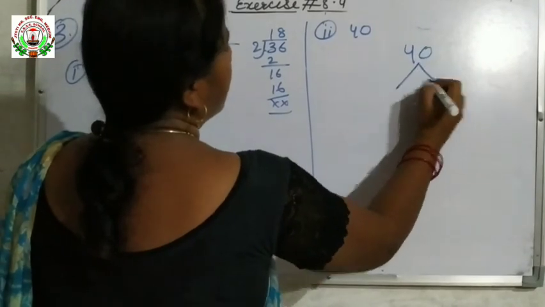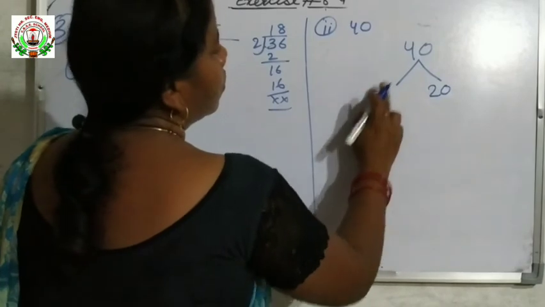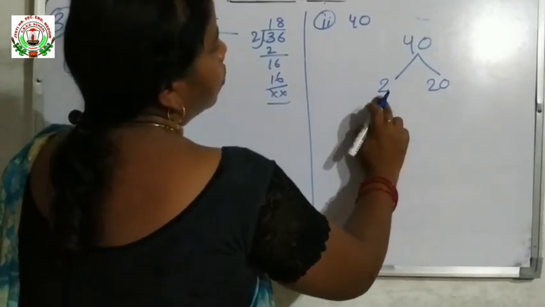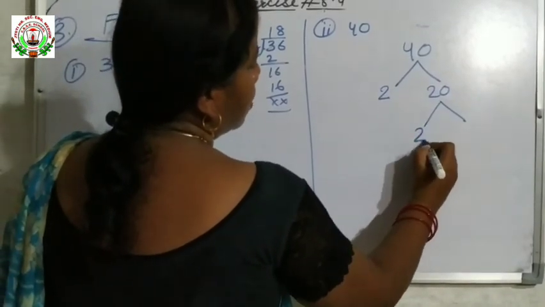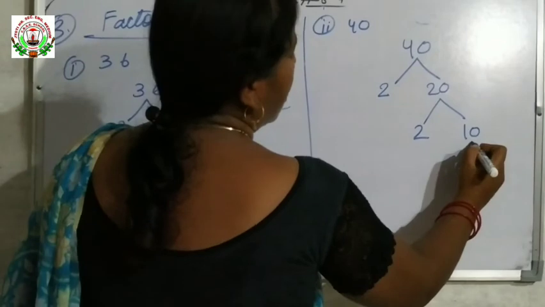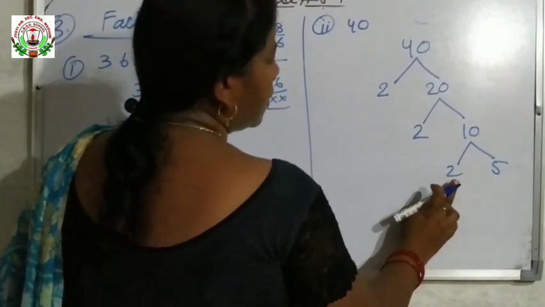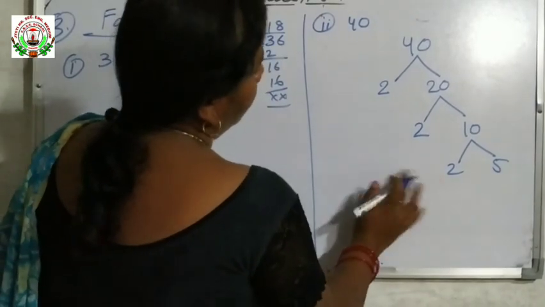You will write 40. You will divide it by 2. When you divide 40 by 2, you will get 20. 2 into 20 is 40. Now 20 is a composite number, so you will write 2 into 10. 10 is again a composite number, so 2 5 ja 10. Now both 2 and 5 are prime numbers. Understood? So we will stop.